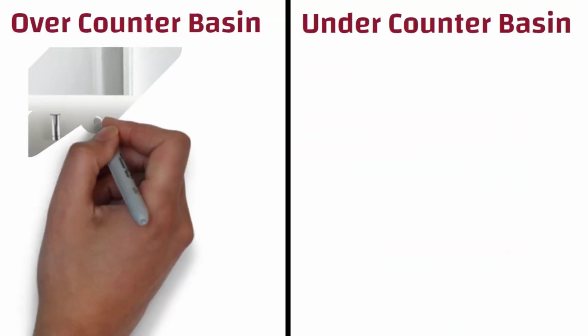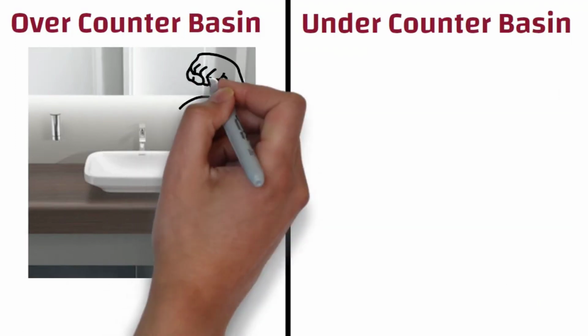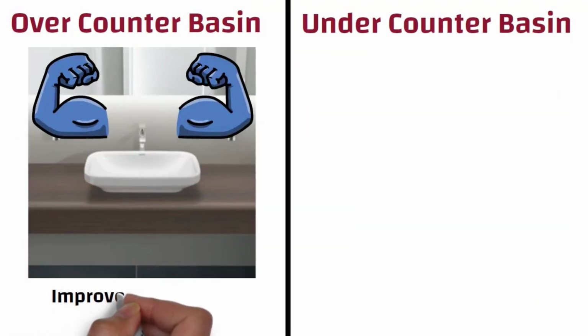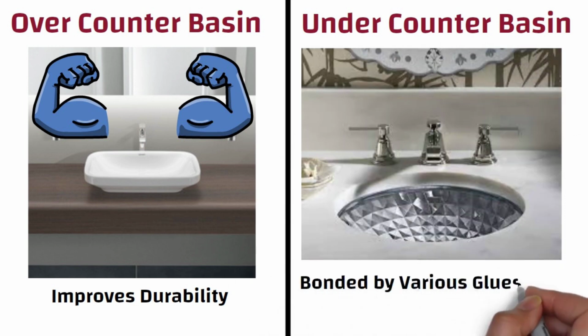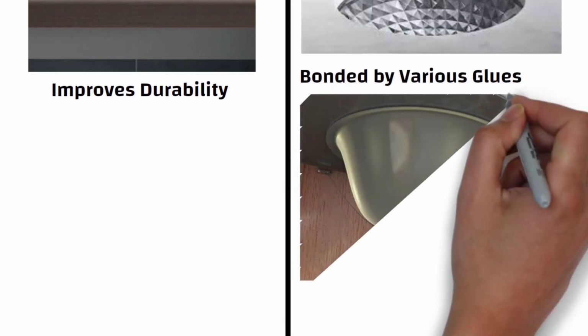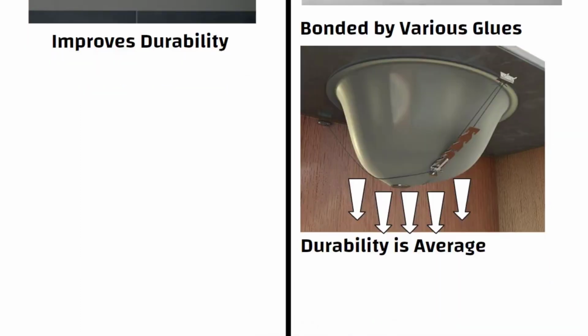Durability. The over-counter basin is fixed on the countertop, so the firmness is very strong, which improves the durability. On the other hand, under-counter basin is fixed under the hard material and it is bonded by various glues. Also, over a period of time, the wash basin runs the risk of falling off and the durability is average.